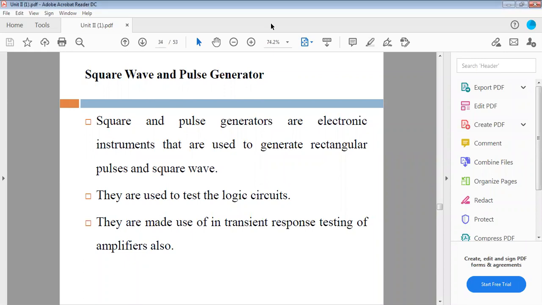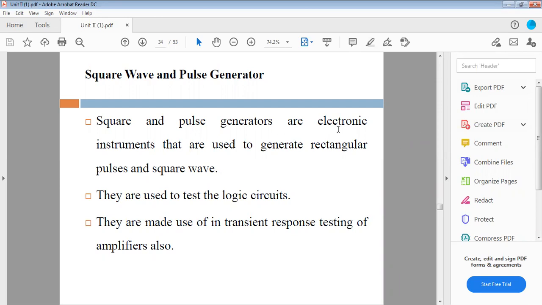So in this session, we are going to discuss the square wave and pulse generator. Square wave and pulse generators are used to generate square waves and rectangular pulses. We can also use them as a function generator. They have the same operations as a function generator, and are often used as a substitute for the function generator.